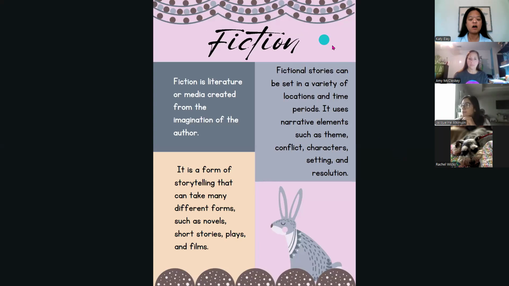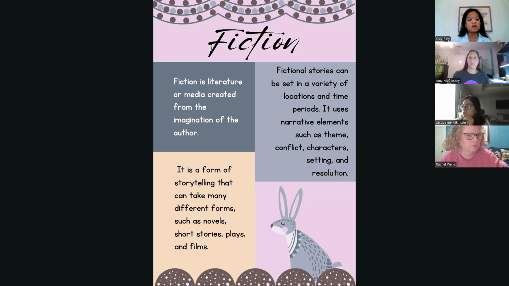Yeah. Okay, awesome. So this is a little Canva infographic that I created. Now, you might have to modify it depending on the grade level. Some of you are first grade teachers, some of you are fifth grade teachers, so you may need to change the wording to fit your students. But this is a very basic understanding of what fiction is.